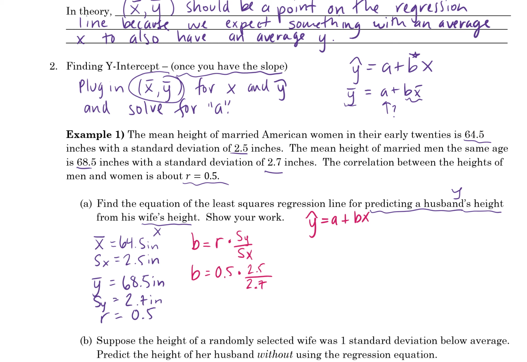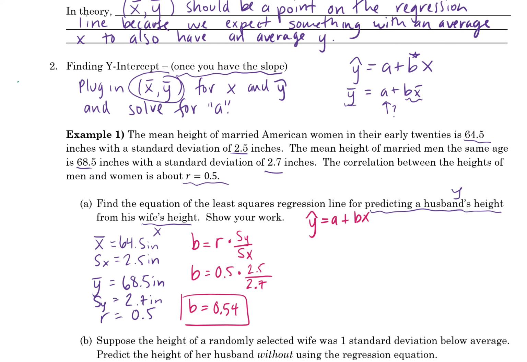Okay, so I'm going to take all of that and plug it into my calculator. It looks like I'm going to find that my slope is 2.5 divided by 2.7 and then times 0.5. So it's going to end up being 0.54. So now I have found my slope. Awesome.